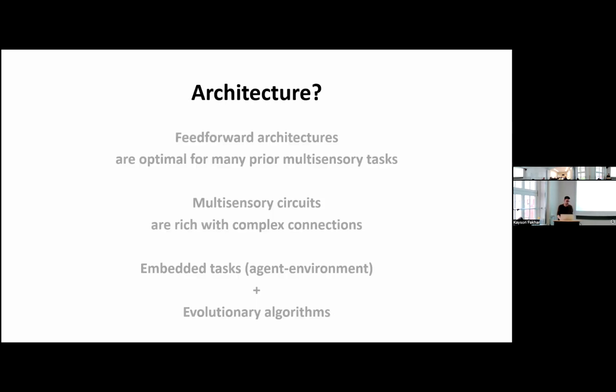Okay, so I don't have very strong conclusions for this part of the talk, but just to summarize: feedforward architectures are optimal for many prior multisensory tasks, like all of the tasks which I showed in the first half of the talk. Multisensory circuits are not feedforward. They have all sorts of complicated connections. I'd like to try and think about why, or what role these complex connections have. And I think that moving to these embedded tasks, in which you have agents in environments, and then using evolutionary algorithms to explore alternative architectures, which we can also think about as algorithms, seems like a promising, or at least fun, direction.